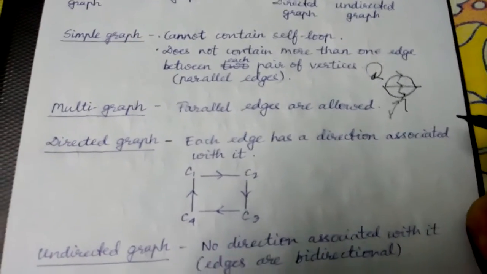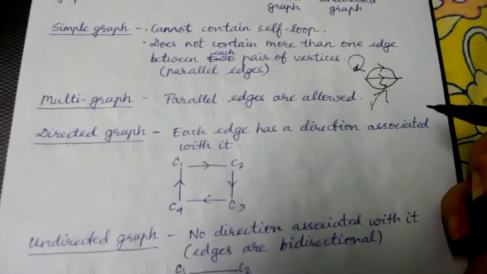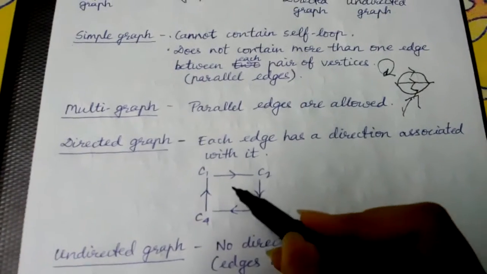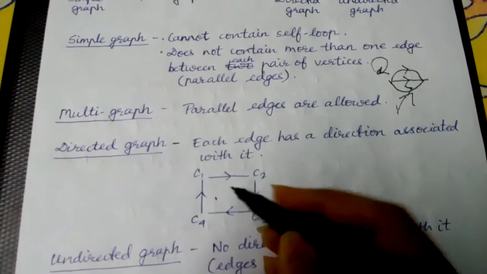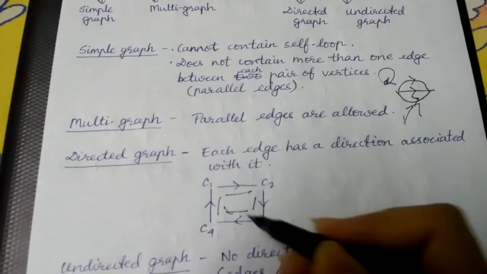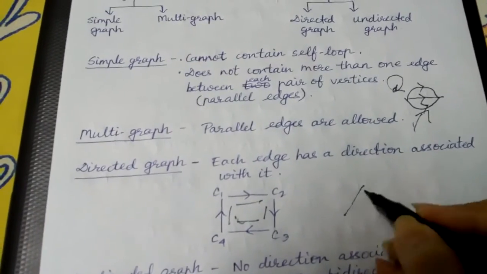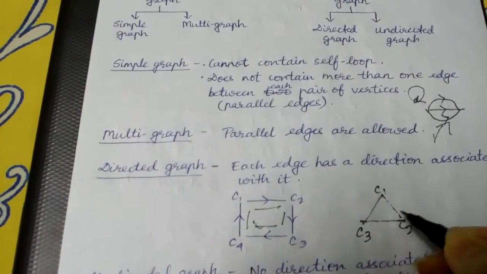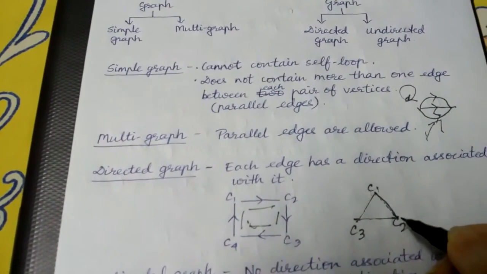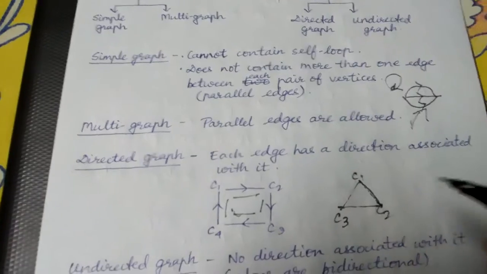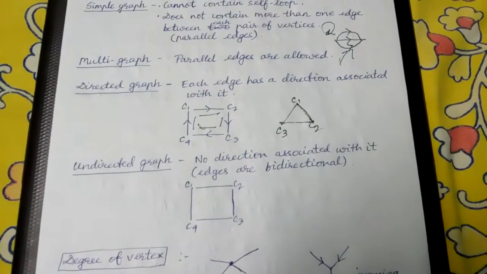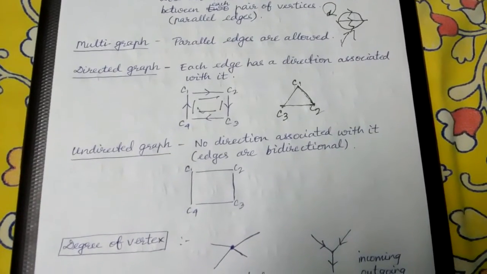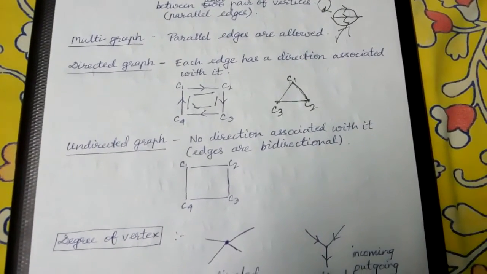Now what is a directed graph? A directed graph is a graph where each edge has a direction. That is, if I say that this is a graph and each of the particular edges has a direction, then this is a directed graph. If I draw a graph like this, where I have C1, C2 and C3 and I do not give any direction for each of them, then this is not a directed graph. Now let's move on to the undirected graph. As I have already explained, if it does not have any direction, then that is an undirected graph.